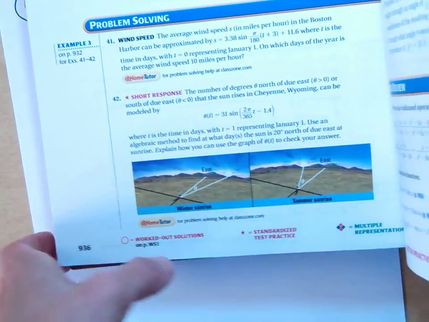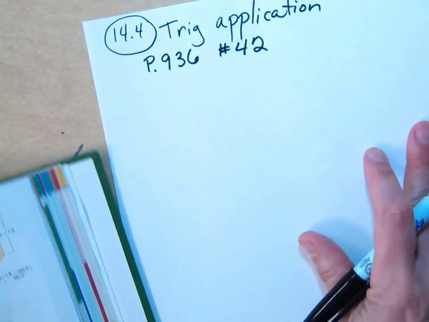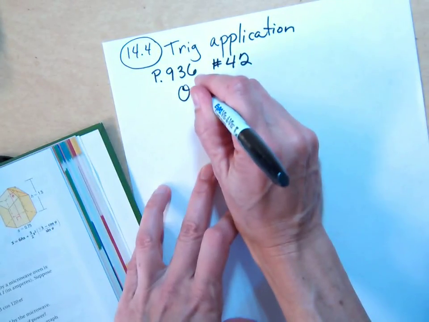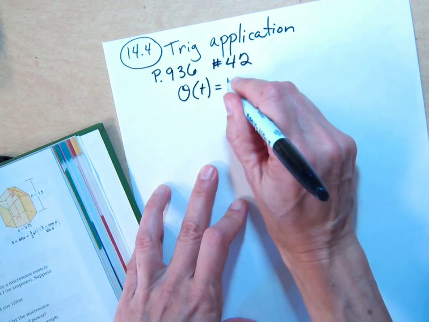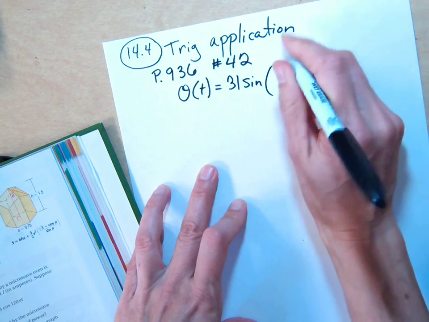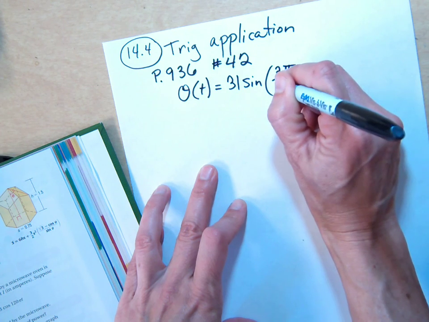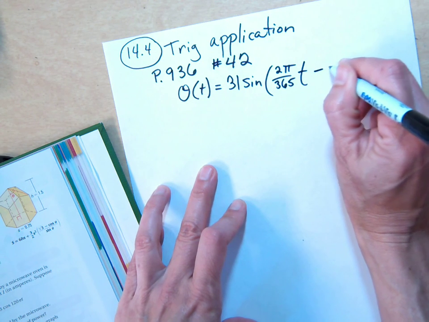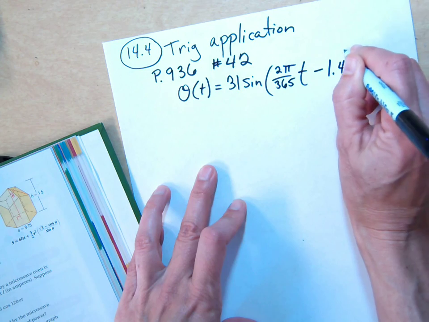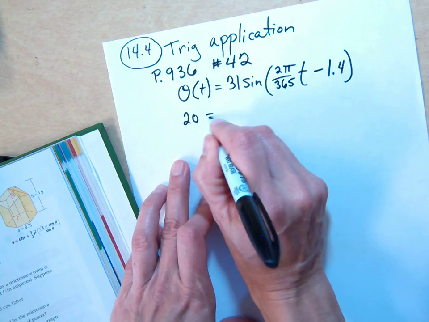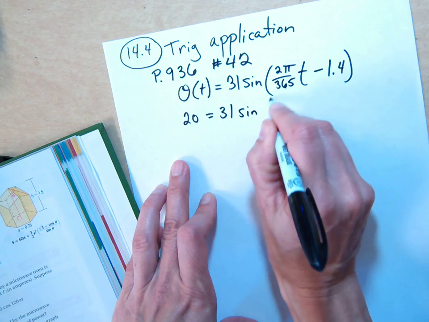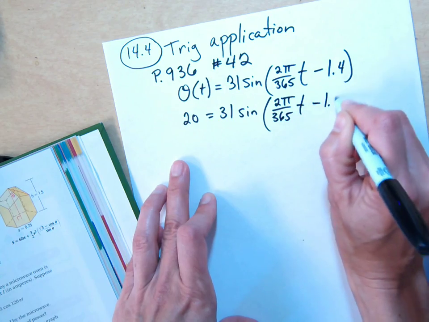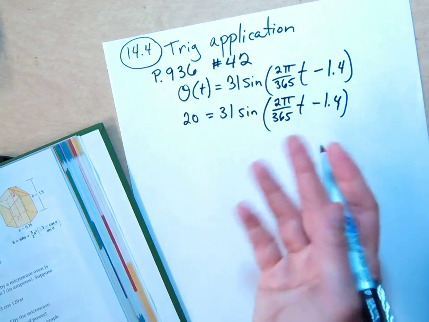Okay, so we'll write down this model. I'll write it right here. Theta of t equals 31 sine of this. This is just a number. It looks really tricky, 2 pi over 365 looks scary, but it's not. t minus 1.4. Okay, so we replace this with 20 equals 31 sine of this mess, t minus 1.4. And our goal is solve for t.